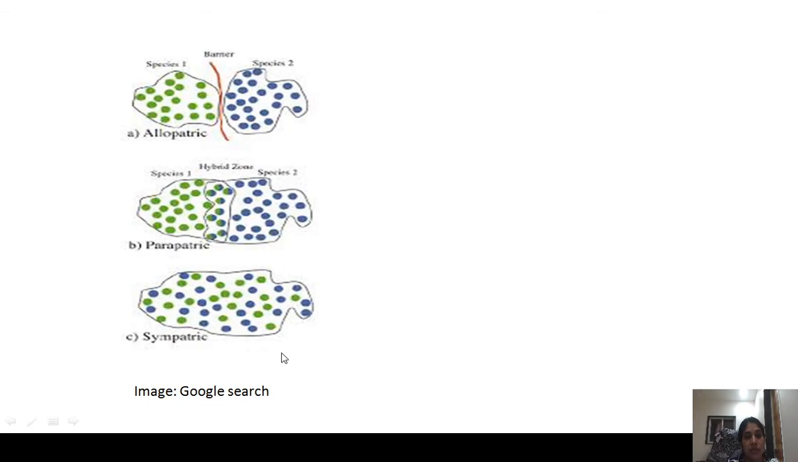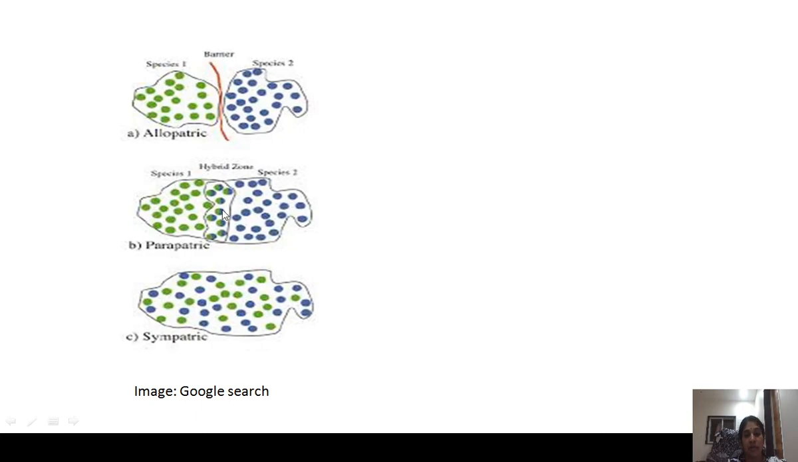So next is parapatric speciation. In parapatric speciation, species 1 and species 2 are there, but there is gene flow between species 1 and species 2. Because of this, there is formation of a hybrid zone. This is the case in parapatric speciation.